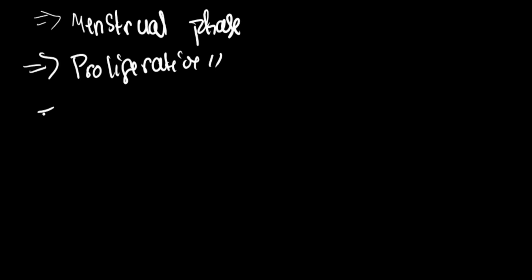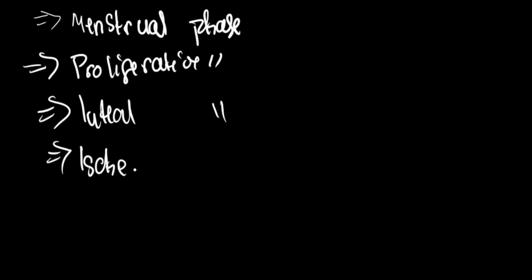After the proliferative phase, we have the luteal phase. And lastly, this is not always considered as a phase. However, in some texts, we have this as a phase. Most texts would have the phases of the menstrual cycle as the menstrual phase, the proliferative phase, and the luteal phase. However, a few texts include the ischemic phase. So we have the ischemic phase.